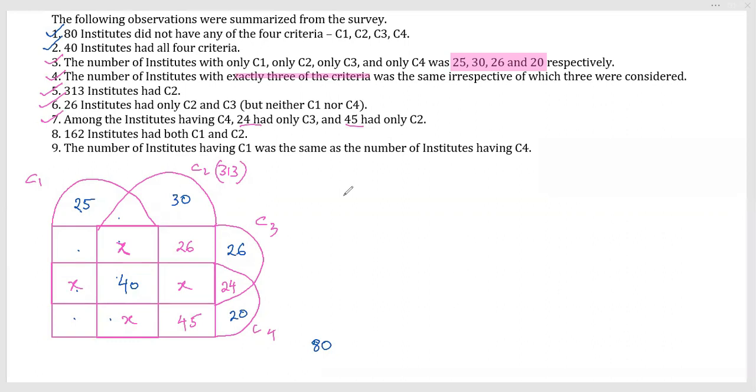So let me draw it in that way so that you can understand it better. This entire zone is taken as 162, the sum of these four. Done. The number of institutes having C1 was the same as the number of institutes having C4. That means this information is C1 equal to C4.